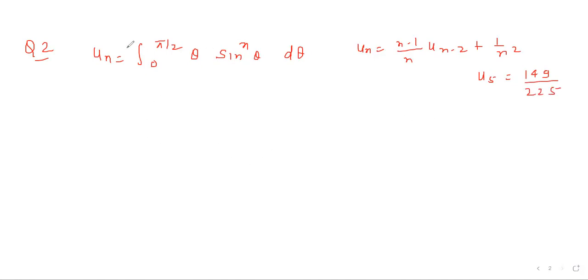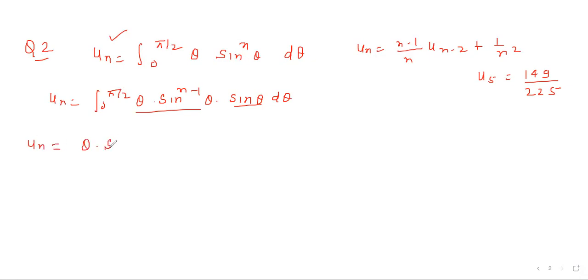So we can start from here. So un is equal to integral 0 to pi by 2 of theta sine n minus 1 theta times sine theta d theta. We can take this as integrable, this as differentiable. So un will be equal to theta sine n minus 1 theta, into the integration of sine theta, which will give minus cos theta, minus integration of the differentiation of these two terms. We can apply the product rule.